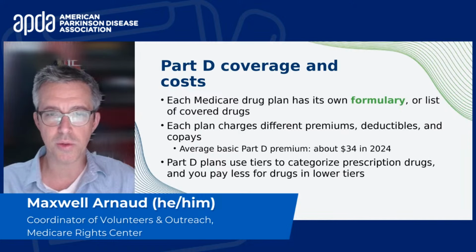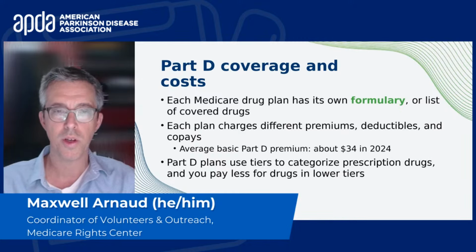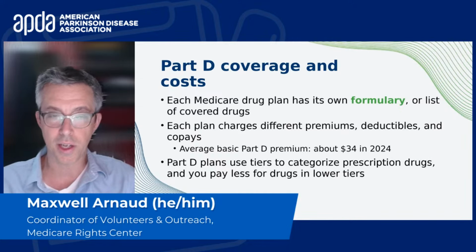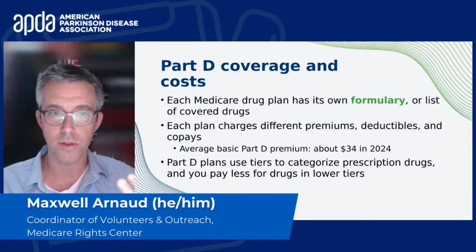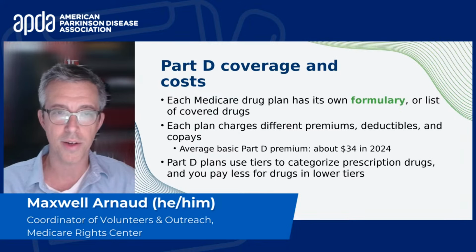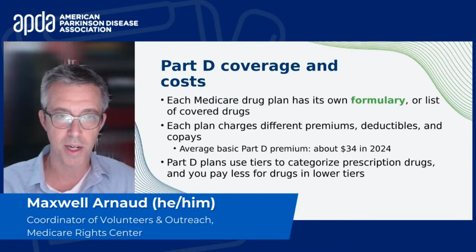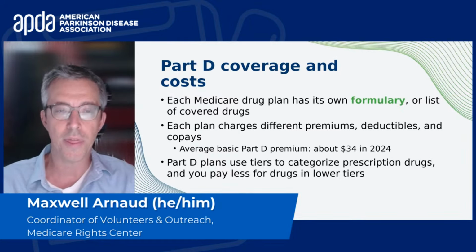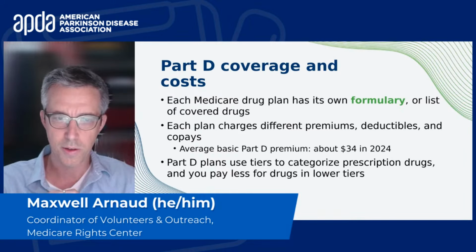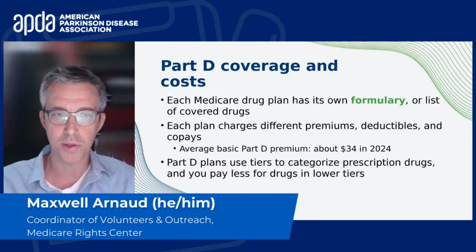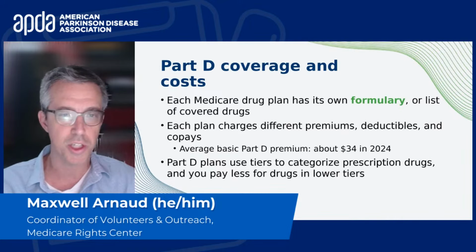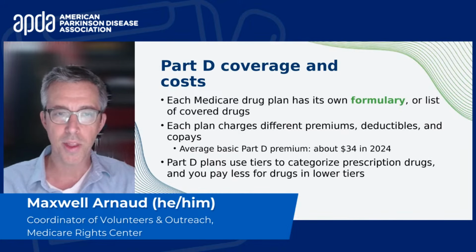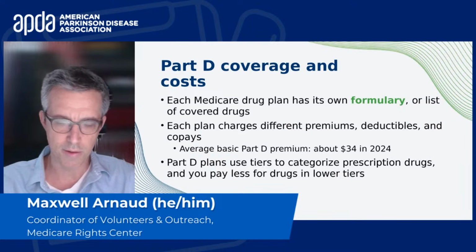Part D plans use tiers to categorize prescription drugs, and you pay less for drugs in lower tiers. So if you are taking a highly new and rare type of medication that's very, very expensive to make, that could be tier 4, and that'll be a very expensive drug. But if you take a more common drug that you can pick up in a generic form pretty much anywhere, that's going to be a much lower tier and have a much lower price.